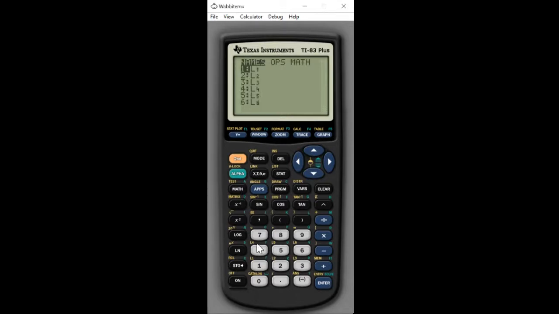Oops, I'm sorry. Let me exit out of there. I don't want to go to second stat. I'm just going to go to stat. Here we go. And I'm going to go to edit. So I'm going to edit my list. My lists are clear right now, so I don't have anything in there, so I don't have to clear them out.